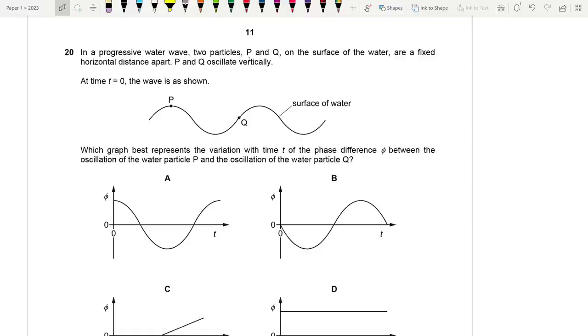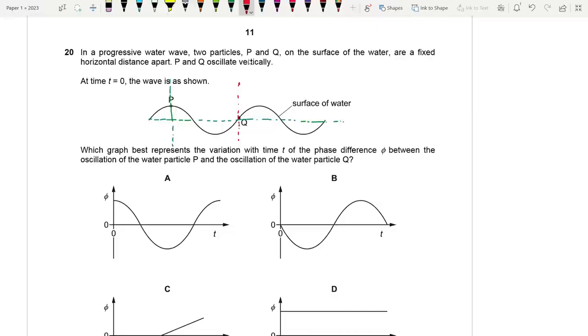I'll solve them afterwards. At time t equal to 0, the wave is shown as shown. Which graph best represents the variation with t of the phase difference between the oscillation of water particle P and the oscillation of particle Q? Okay, so guys, check this out. The phase difference between these two particles.